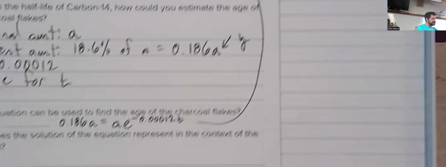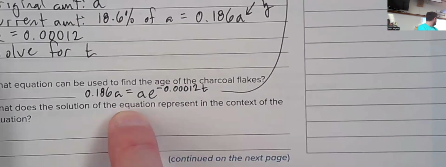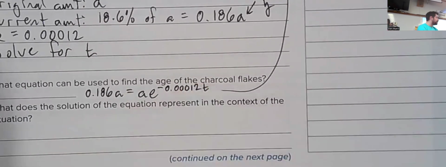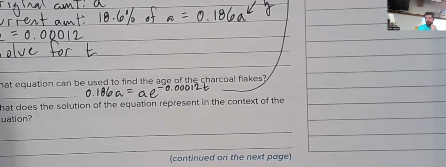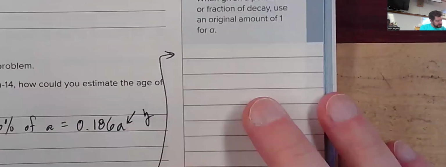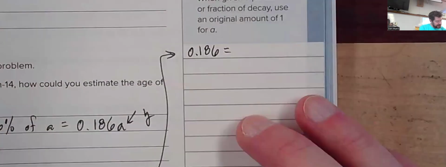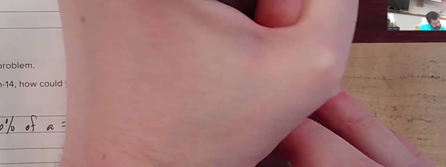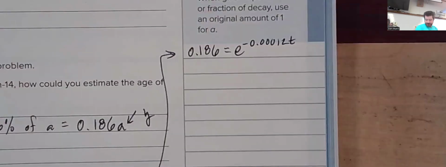Now, the first thing we would do to get the power by itself is what? Yeah. We would divide by A on both sides, which would give us, I'm just going to write the result of that, 0.186 equals, the A cancels out, so e to the negative 0.00012 t. All right, now what?